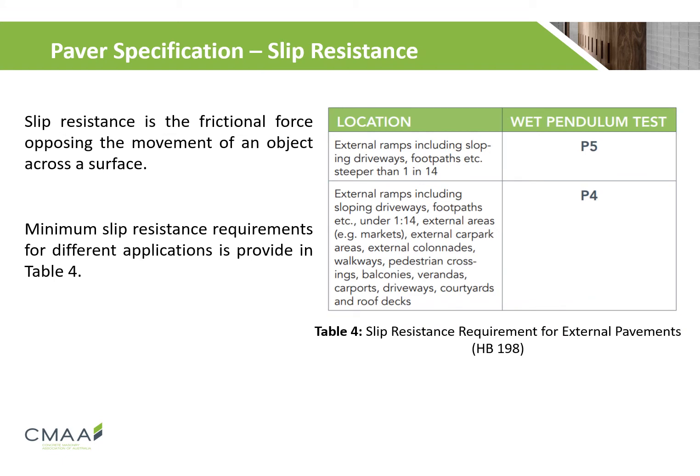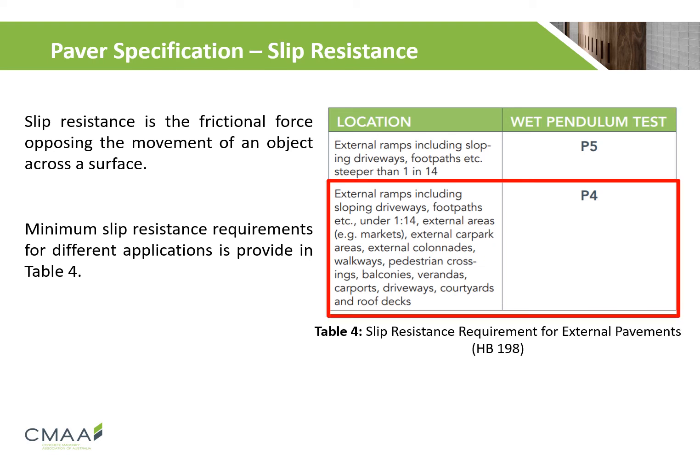Slip resistance is the frictional force opposing the movement of an object across a surface. Australian Standard Handbook 198 specifies the required slip resistance classifications for various pavement applications. An excerpt from this standard is provided in Table 4. In our example, we have a slope of 1 to 15. Hence, a P4 slip resistance classification is required. This should be conducted in accordance with a wet pendulum test.